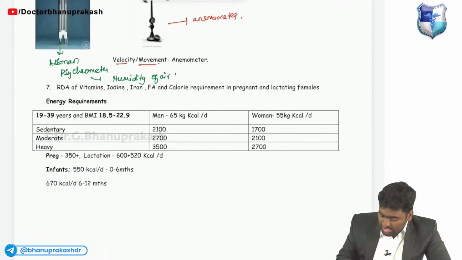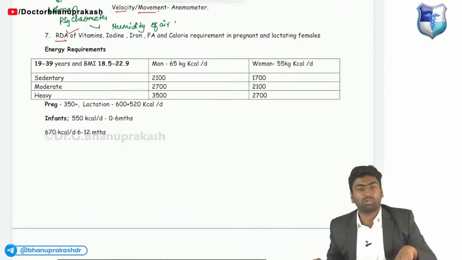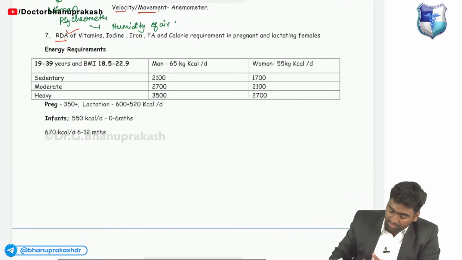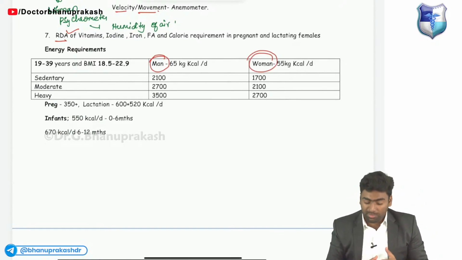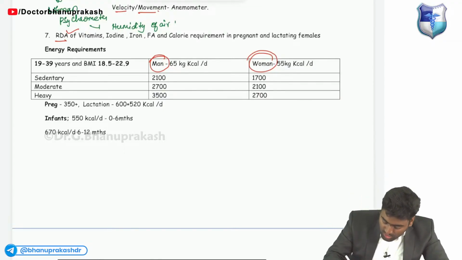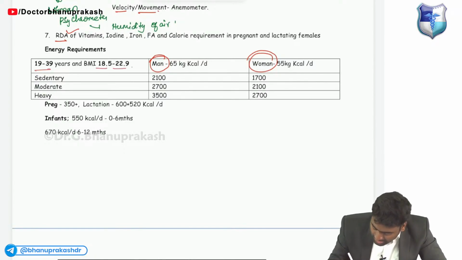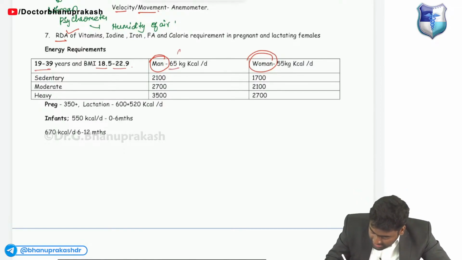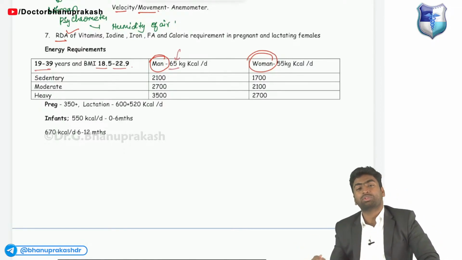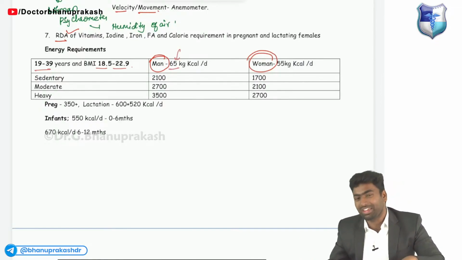Fine. And next, we'll move on to the daily dosage. First, energy is calculated for the normal man and normal woman, who are considered ideal. They should be within the age of 19 to 39, like you and me, and should have a BMI of 18.5 to 22.9. Men should be 65 kg and females should be 55 kg.